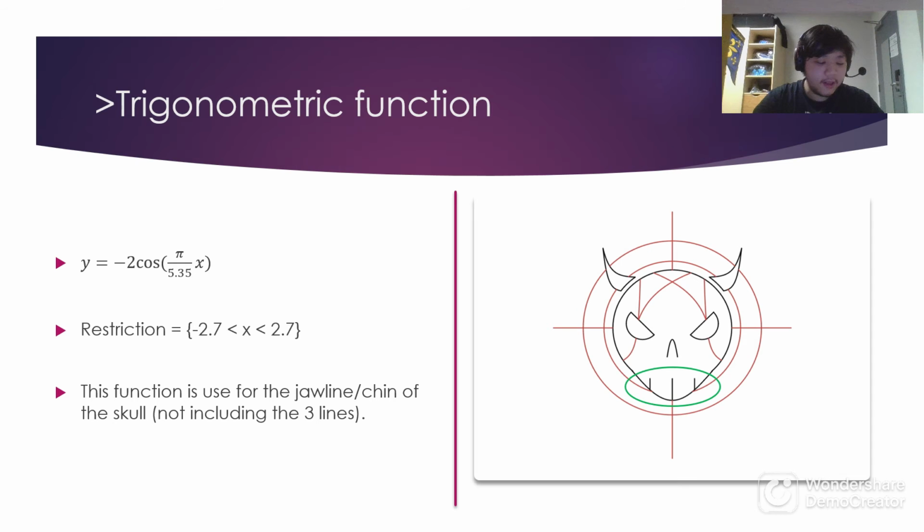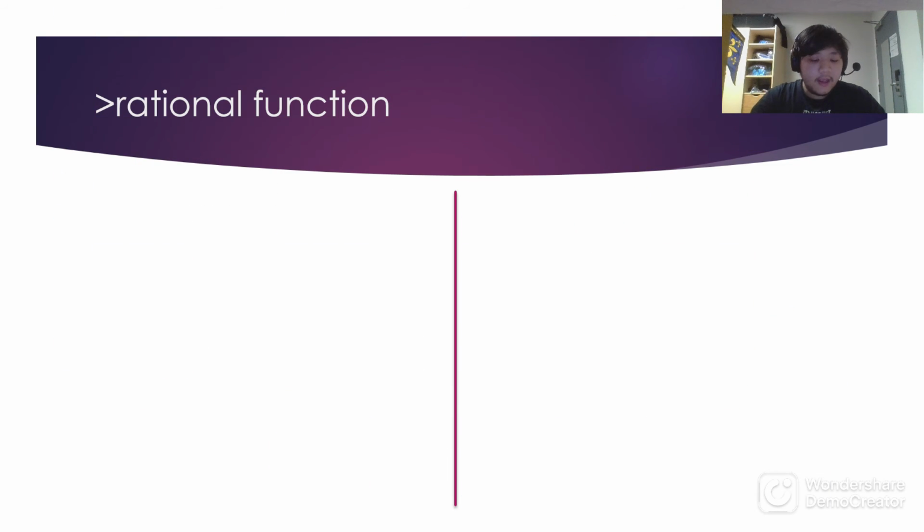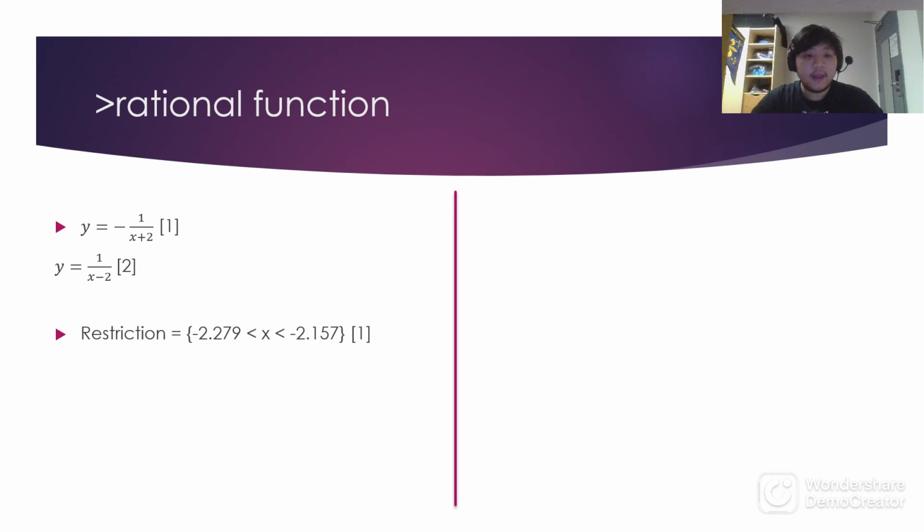Now, moving on to the last function, and that should be the rational function. In here we have 2, that is as so for number 1 and number 2. But for this particular rational function, I shall be using 2 restrictions for each number. So the first restriction for number 1 is x to be greater than negative 2.279 but less than negative 2.157. And the second restriction shall follow as x to be greater than negative 3.314 but less than 2.437.